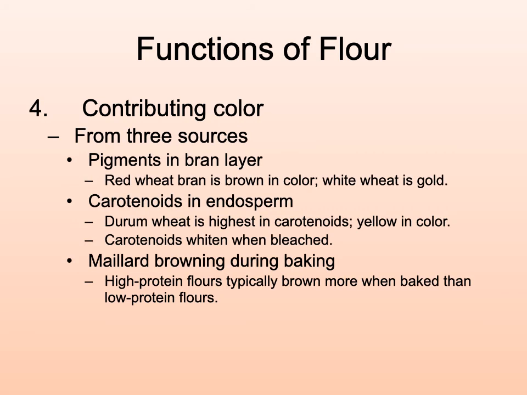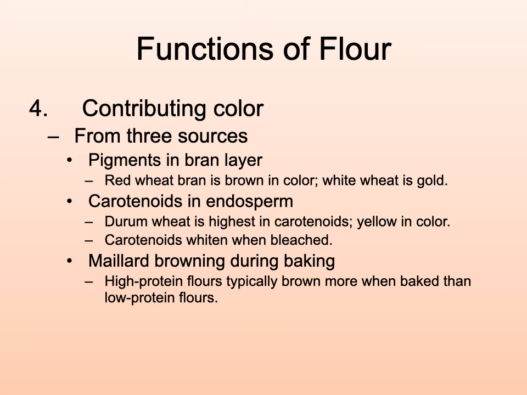They contribute color. From the different sources of the different aspects of the grain, from the bran layer, which creates a reddish brown color, to carotenoid pigments. Carotenoid pigments are yellow in color, but in high amounts they can lean into orange and even red.